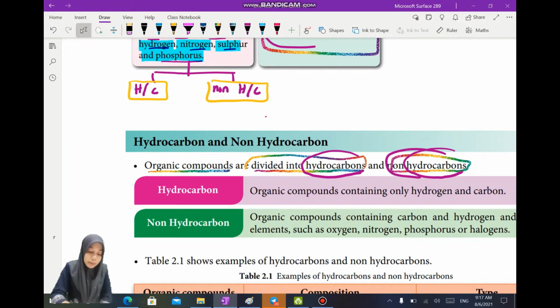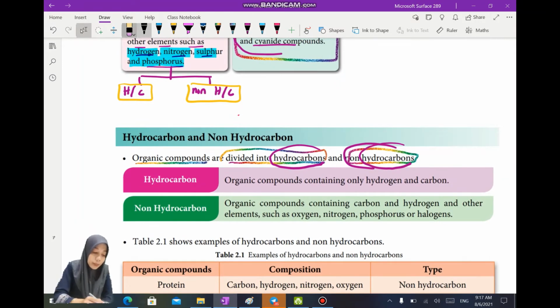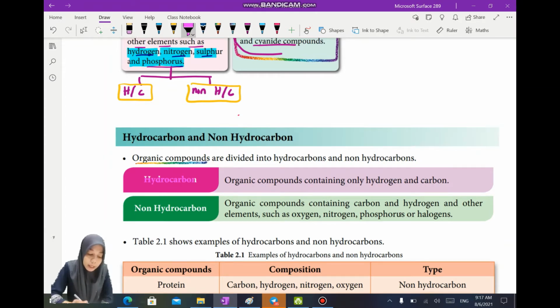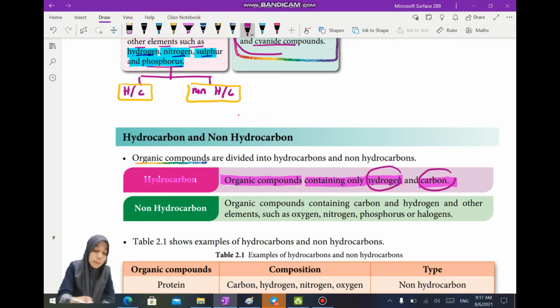For the hydrocarbon, organic compound containing only hydrogen and carbon. Dia hanya mengandungi H and C. Kamu pun tengok kan? Hydrocarbon, mengandungi hydrogen and carbon only. Ada dua sahaja, hydrogen and carbon only.